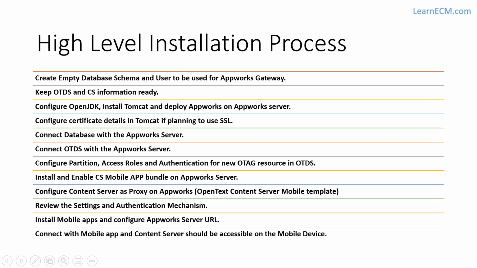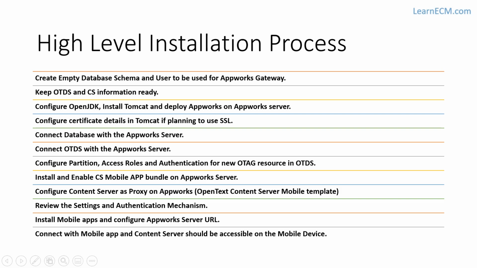Once we do this step, it will create that OTag partition, or we can customize the name if we want. Once that is done, we need to go to the OTDS configuration and configure this partition, access roles and authentication for our new OTag resource. For example, we can add our normal OT admin user in this OTag admin user group.